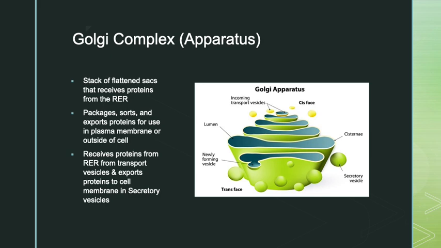So it's going to package them up into a little vesicle usually. It's going to sort them for where they need to go. And then it is going to export them or ship them out of the cell. It is going to send all of those proteins out into little vesicles. They're going to merge with that cell membrane, and then they're going to be released outside of that cell to go wherever they need to go to do their job.